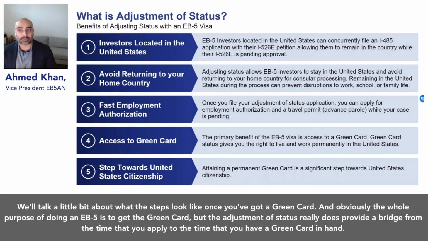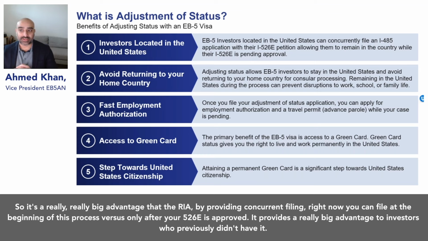We'll talk a little bit about what the steps look like once you've got a green card, and obviously the whole purpose of doing an EB-5 is to get the green card, but the adjustment of status really does provide a bridge from the time that you apply to the time that you have a green card in hand. So it's a really, really big advantage that the RIA, by providing concurrent filing, right now you can file at the beginning of this process versus only after your I-526E is approved. It provides a really big advantage to investors who previously didn't have it.